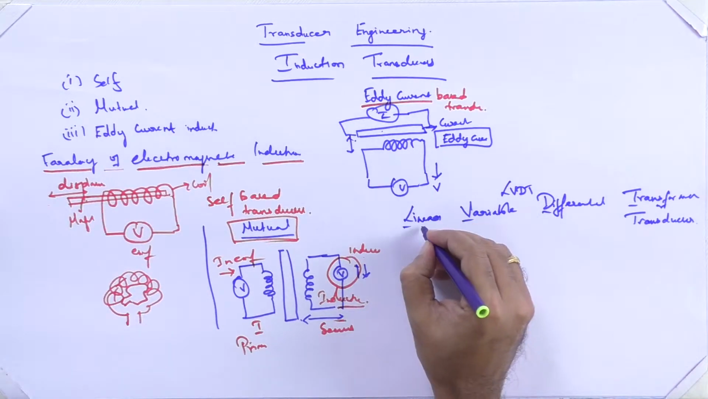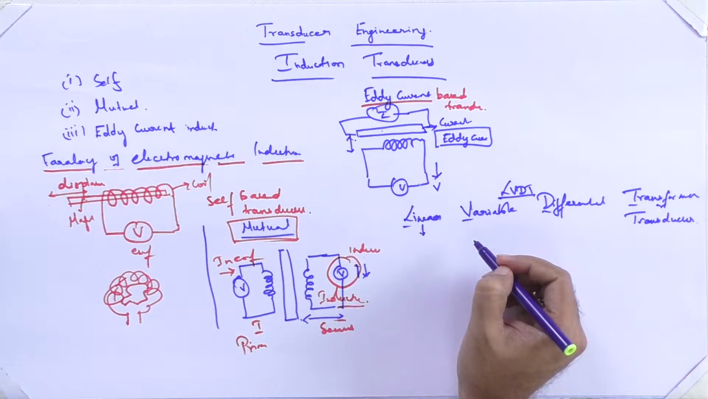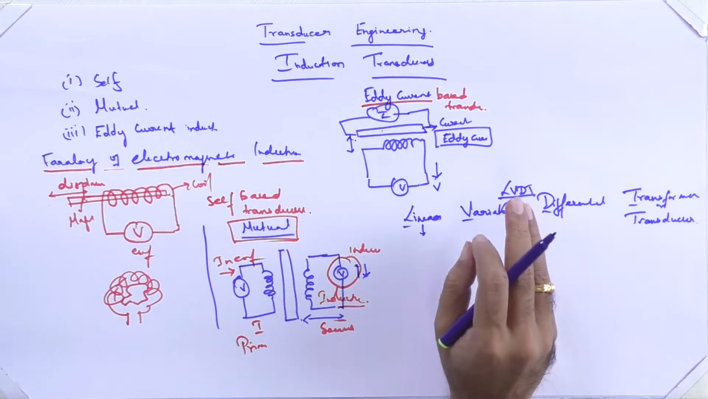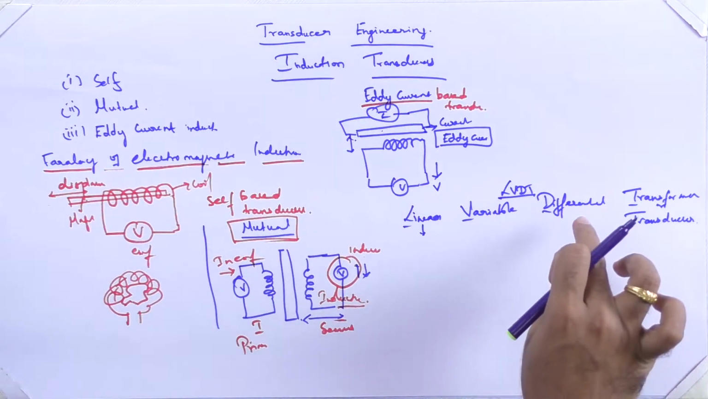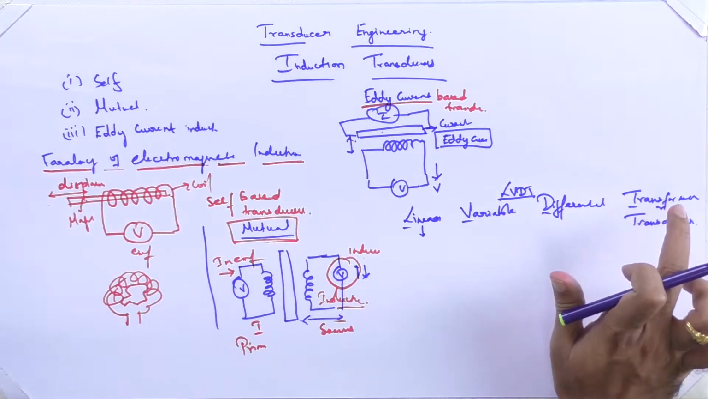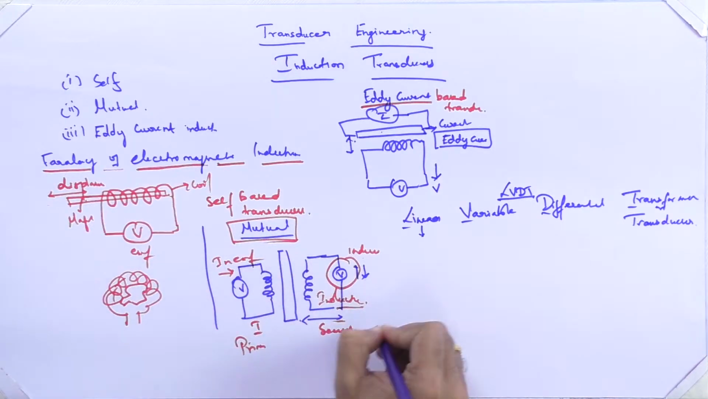The linear comes from using this instrument for the measurement of linear displacement. Variable: you are able to see it's not a constant motion, it's a dynamic motion, so it is variable and you can measure it. Finally, differential: you are taking the output differentially, and it works in the fashion of a transformer. So before going into the details of the LVDT, you need to know how a transformer works. A transformer works on the principle of mutual induction.